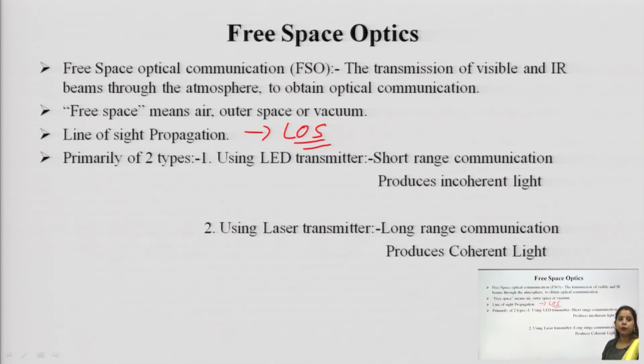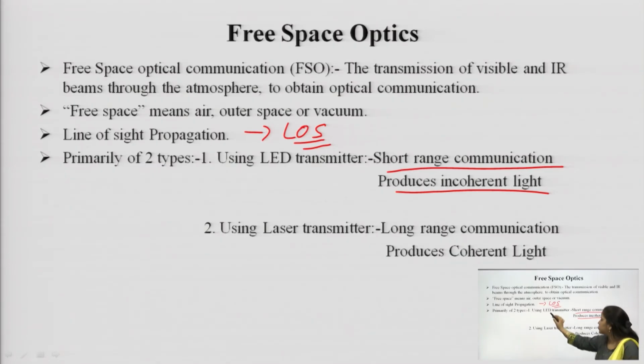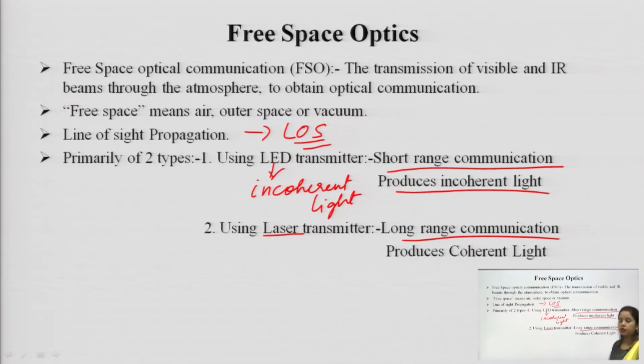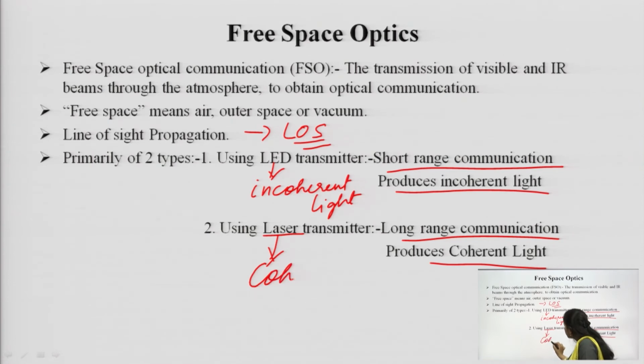They are primarily of two types. First, using the LED transmitter, we can use the free space optic for short range communication, and it produces incoherent light, just as the LED source. LED source of course emits incoherent light. Already you have known about this when we studied the sources. Using laser transmission, long range communication is possible, and it produces coherent light because laser is a coherent source of light.